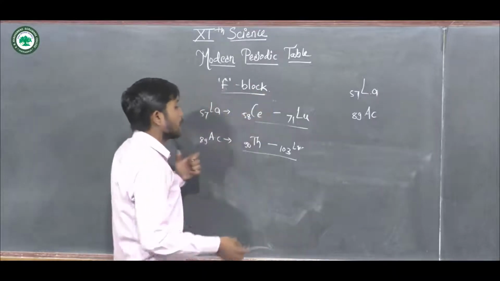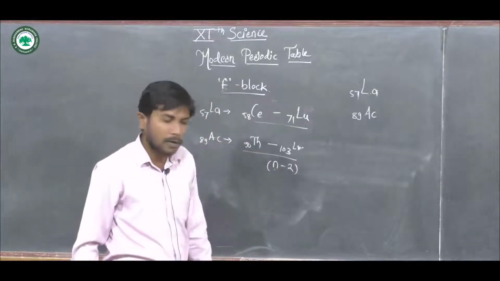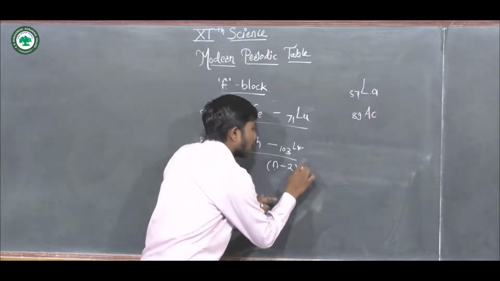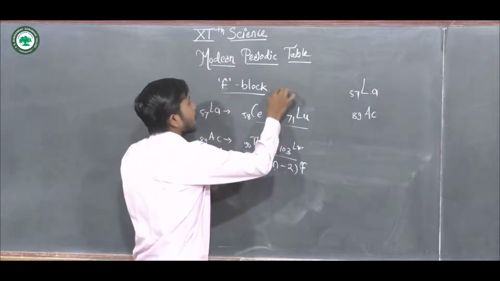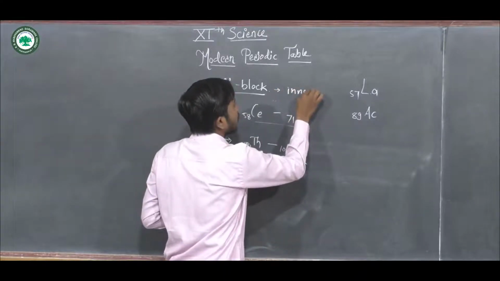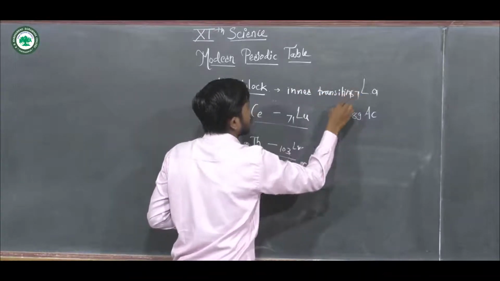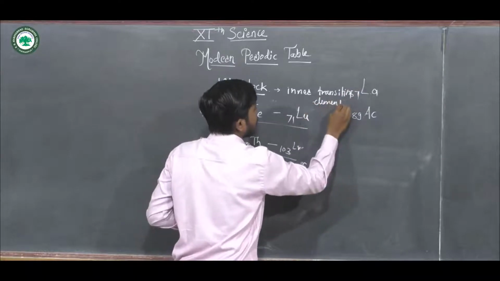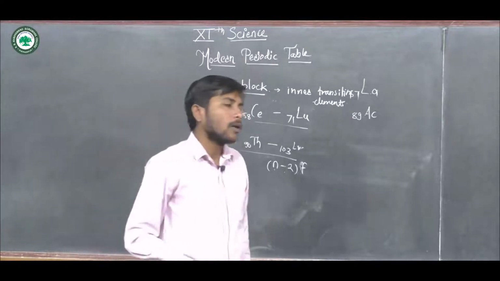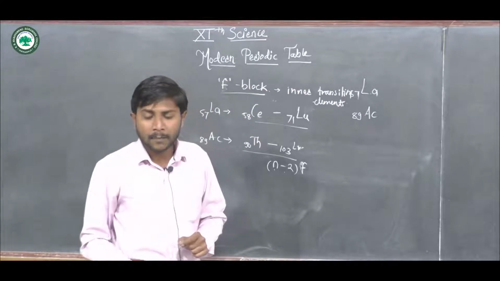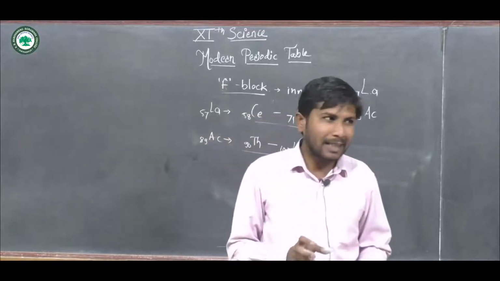For the F block elements, the n minus 2 F orbital is partially filled, where n is the principal quantum number. That's why these F block elements are also known as inner transition elements. These F block elements are also metals.